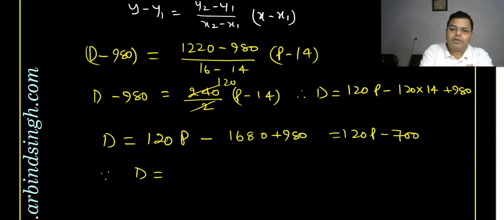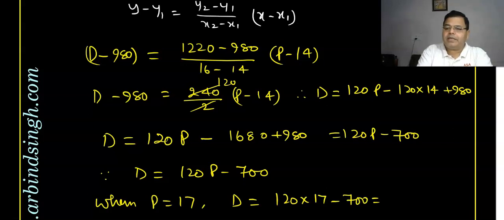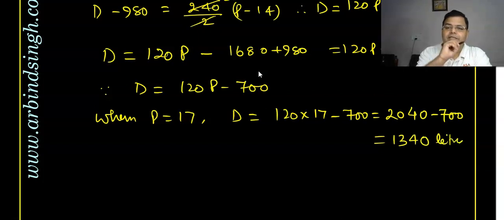So since d is equal to 120p minus 700, we have to calculate the demand when price is 17, right? So when p is 17, demand will be 120 into 17 minus 700, that is 2040 minus 700, and that is 1340 liters. So the demand will be 1340 liters. So that will be the answer of this question. I hope you got it, right?